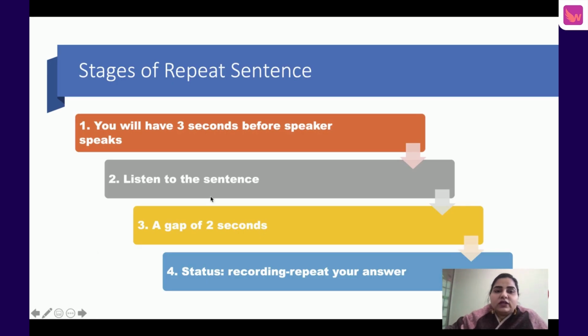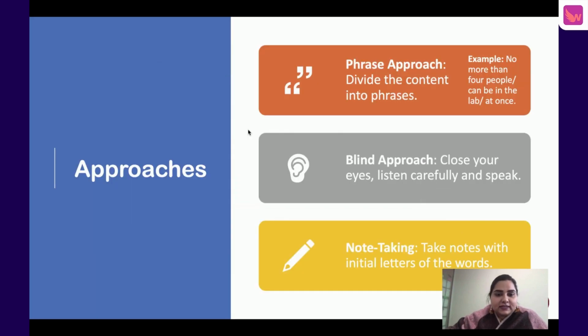So let us see what are the 3 stages of your repeat sentence. First, you will have 3 seconds before the speaker starts. Then the second stage is you have to listen to the sentence. Third stage is there is a gap of 2 seconds. After that, there will be a status that says recording. Now repeat your answer. You have 10 seconds to repeat it. And then definitely there is a 5th stage that says click next.